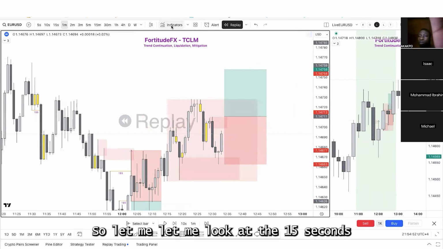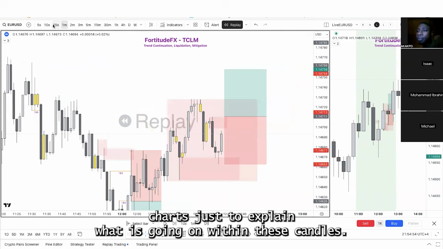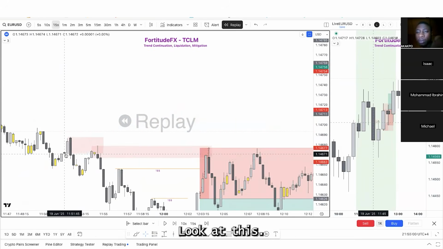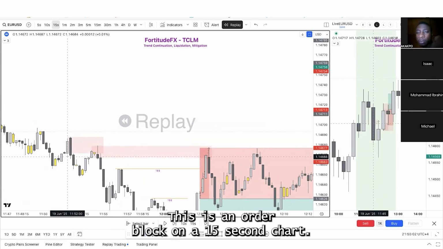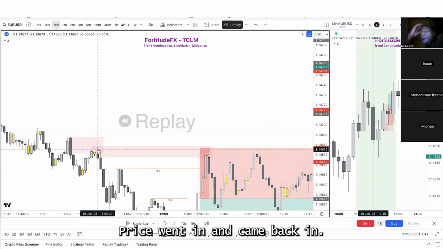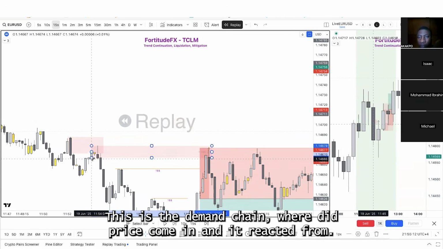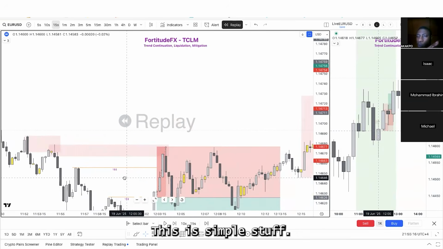So let me look at the 15-second chart, just to explain what is going on within these candles. Look at this. This was a wick that I drew, right? This is an order block on a 15-second chart. Straight up. Price went in and came back in. What is this? This is the last buy to sell. This is this demand chain. Where did price come in? It reacted from this. Easy, simple stuff.